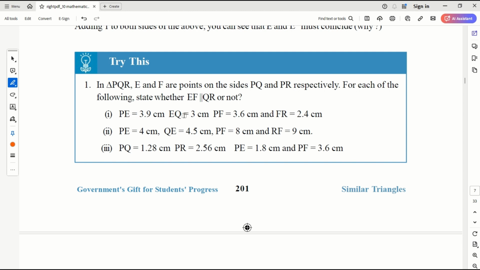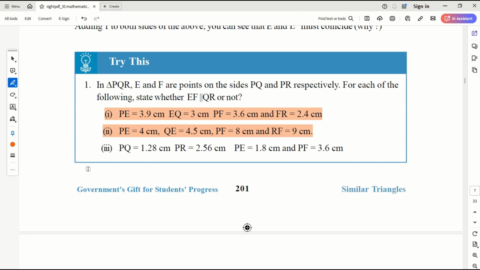Okay. So PE by EQ is 3.9 by 3, which is 1.3, right? But PF by FR is 3.6 by 2.4, that is 3 by 2, right? So they are not equal. So EF is not parallel to QR for the first case. In the second case, 4 by 4.5 and 8 by 9. If I double 4, I get 8. If I double 4.5, I get 9. So the ratios are the same, 4 by 4.5 equal to 8 by 9. So EF is parallel to QR in this case.